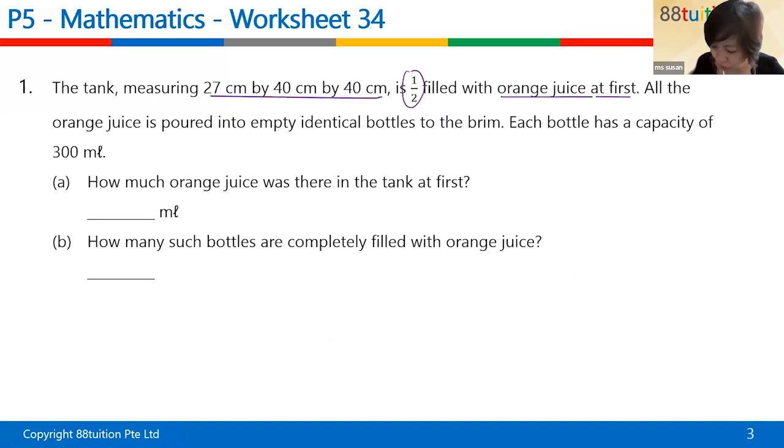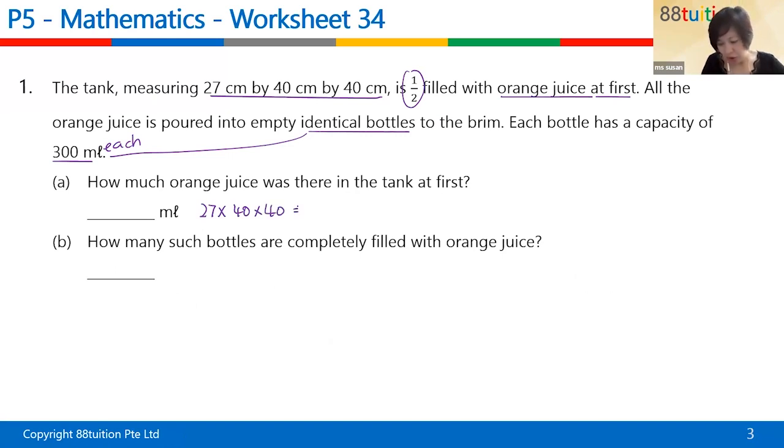So all the juice is going to pour into identical bottles. And these bottles will be 300 ml each. So first thing first, you must know how much is inside the tank. So let's see, 27, 40, 40. That is the formula for volume, length and breadth times height. That will give you 432,000. Okay.